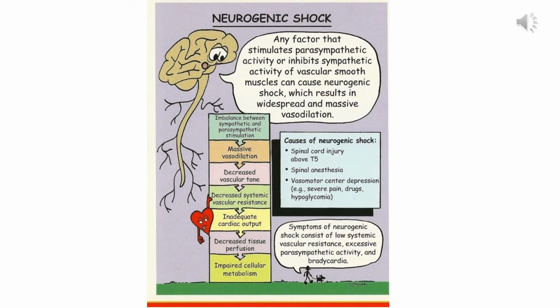This is another diagram showing us what happens when we have a patient that is experiencing neurogenic shock. That stimulation of the parasympathetic nervous system, or inhibition of the sympathetic, whichever way you want to look at it, causes the vasodilatation, the decreased vascular tone, decreased venous return to the heart, decrease in the blood pressure, and impairing cellular metabolism. Most spinal cord injuries that will cause neurogenic shock are above T5. Symptoms of neurogenic shock consist of a low blood pressure and an excessive parasympathetic activity, which means you're going to have a slow heart rate. So bradycardia is an indication of neurogenic shock.